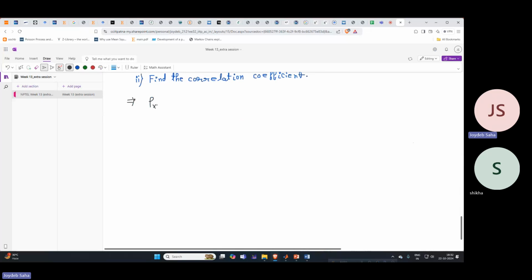Okay, so correlation coefficient, we know we define it rho of xy, right? Is equal to c of xy divided by sigma x multiplied with sigma y, where cxy is equal to expectation of xy minus x bar y bar. So first we will calculate expectation of xy.